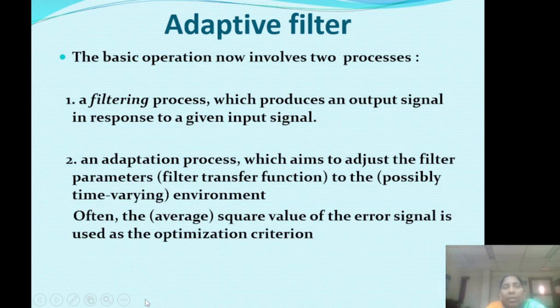First of all, an optimization criterion is used. The optimization criterion is that we have to calculate the error signal. The error signal is the difference between the desired output signal and the actual output signal. We calculate the error signal, square it, and find the average value of the squared error signal. That is called the optimization criterion. Based on the optimization criterion only, this adaptation process continues.